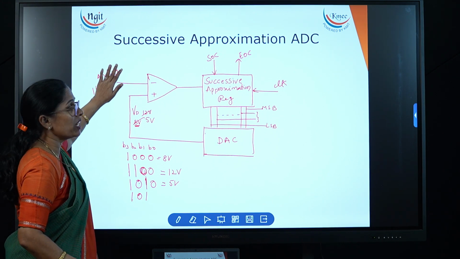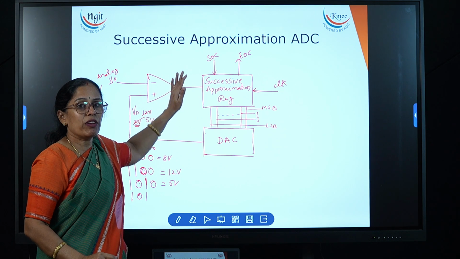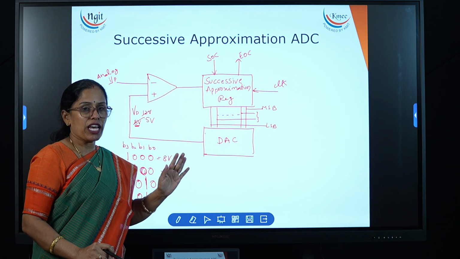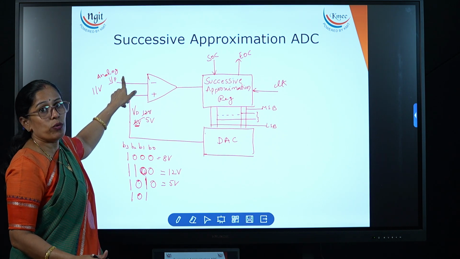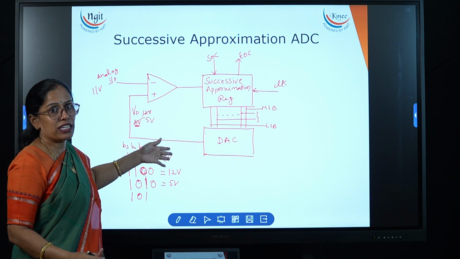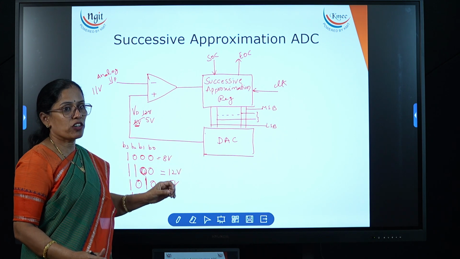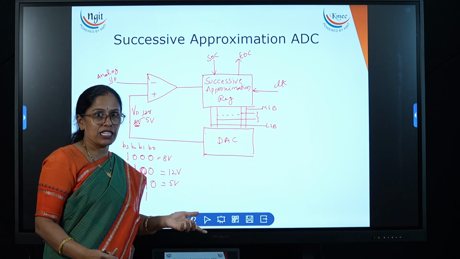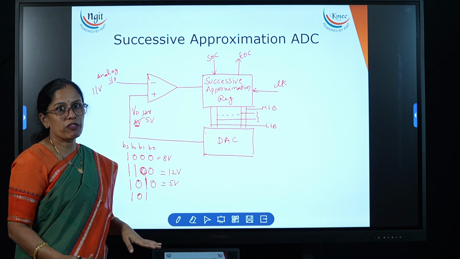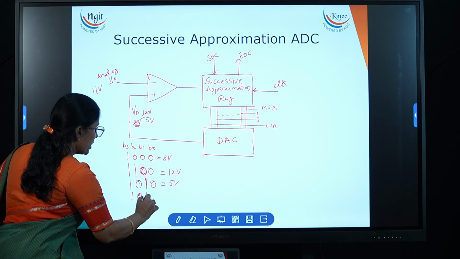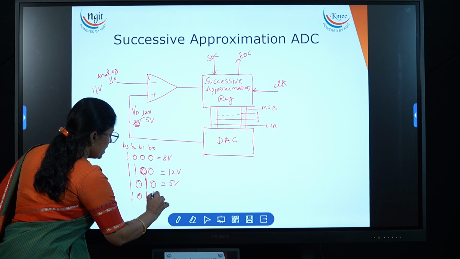Now if the input analog is greater, then it will keep the previous bits as they are and set the next bit. If the analog input is lower, then it will reset the recent MSB bit. Whichever bit was set most recently will be reset to 0 and the next bit will be set to 1. Now it will keep this bit as it is and set the next bit to 1.